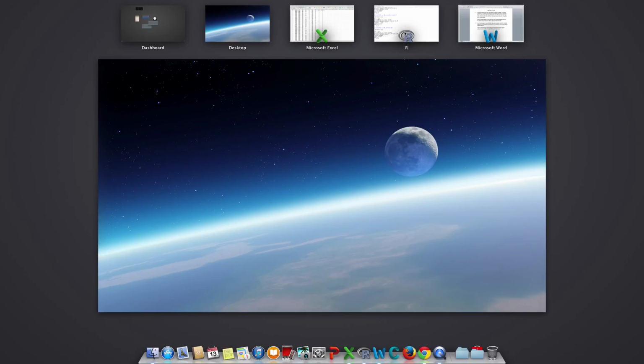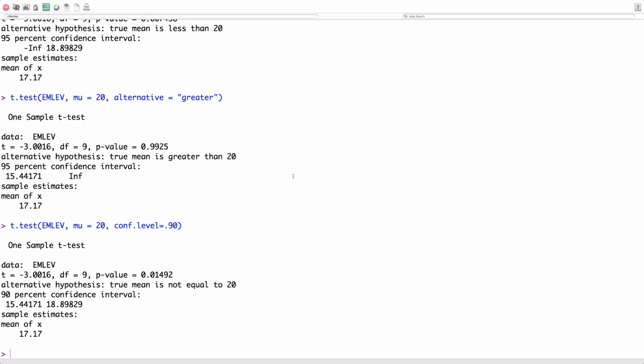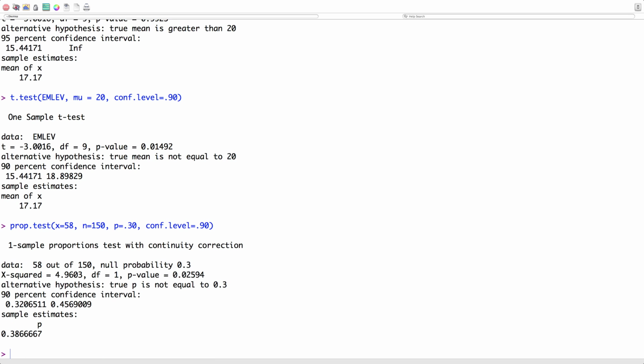Well, it turns out in R there's a handy dandy feature that does that for us, and it's called prop test. The first thing we enter in prop test is our x, which is 58. The next thing we enter is the n, which is 150. We want to test a p-value of 0.30, and we want a confidence level equal to 0.90. Now this is going to run a two-tailed test. Not equal to is the alternative hypothesis.